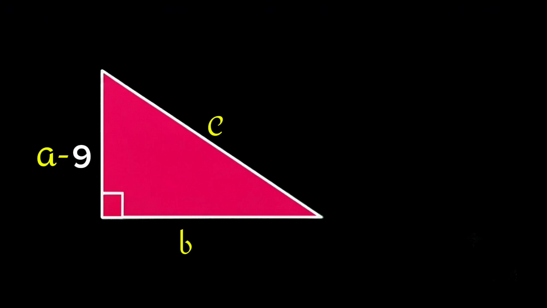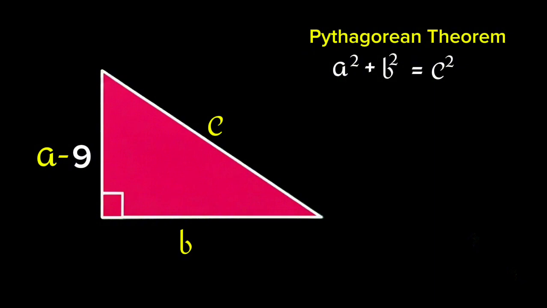Since this is a right-angled triangle, our most important tool is the Pythagorean theorem. The Pythagorean theorem tells us that a squared plus b squared is equal to c squared. Now we know that a is 9, so we substitute 9 for a. This gives us 9 squared plus b squared is equal to c squared. Since 9 squared is 81, our equation becomes 81 plus b squared is equal to c squared.